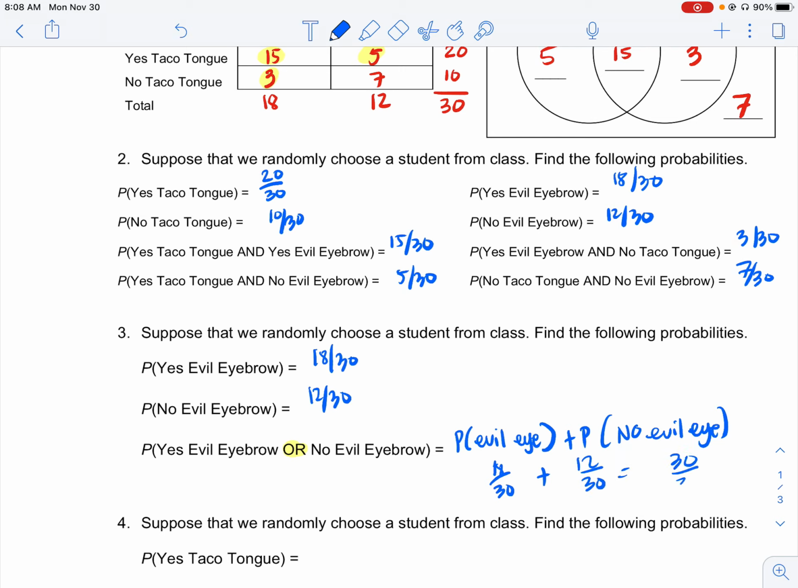That's 30 out of 30. That's everyone, yeah? Okay, this event is called mutually exclusive event.